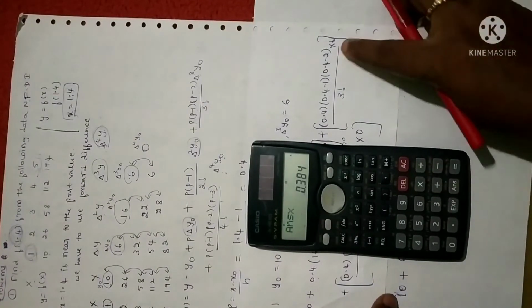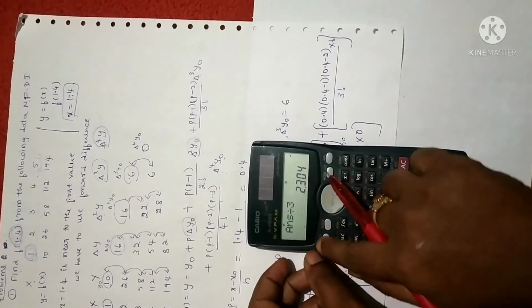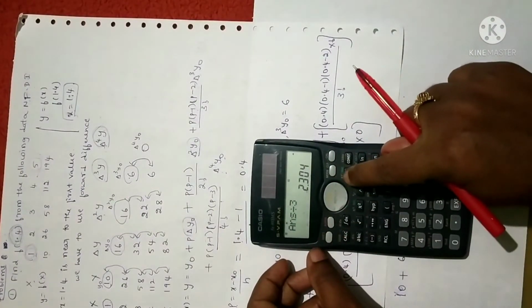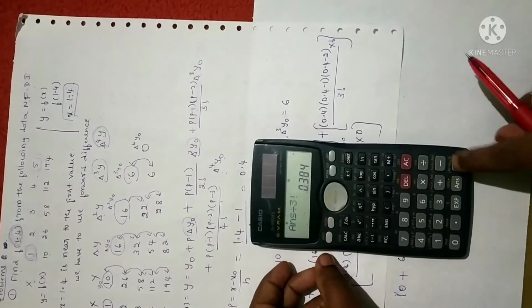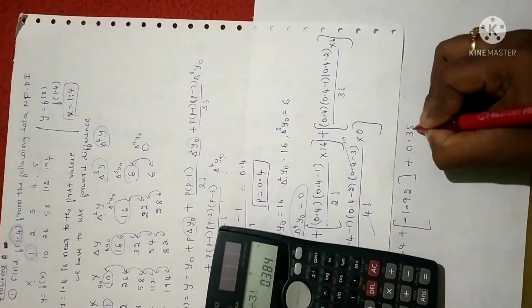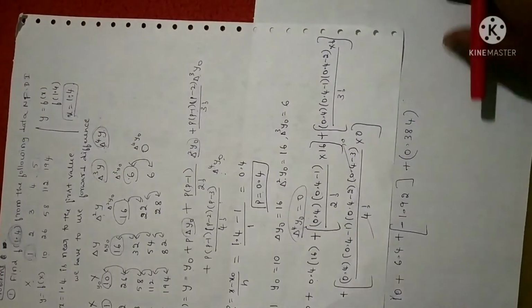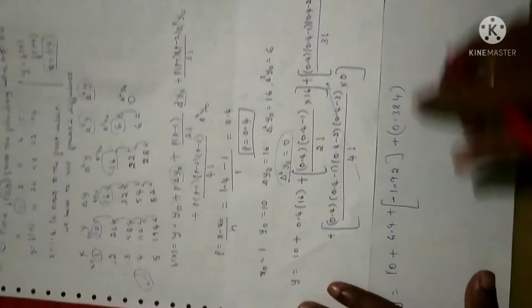Multiply it with 6. Divided by 3 factorial we need. Press 3, shift, and this x inverse symbol is there, no? This one. Press equal sign. So you will get the answer. It is 0.384. Next, the fourth term, anyhow it is not there. 0 into anything will be 0. Fine. So this is what I have.